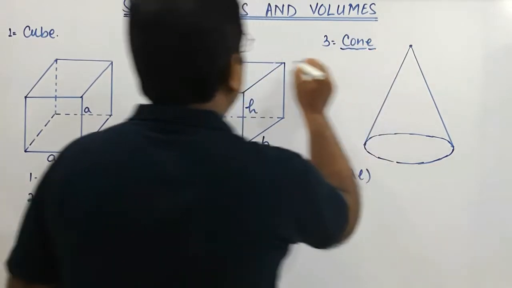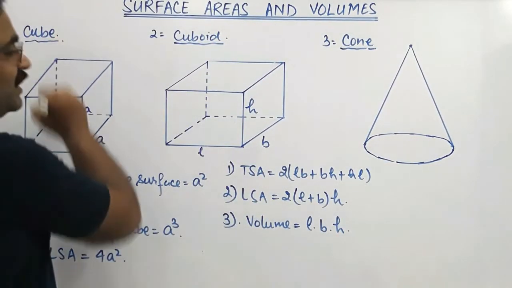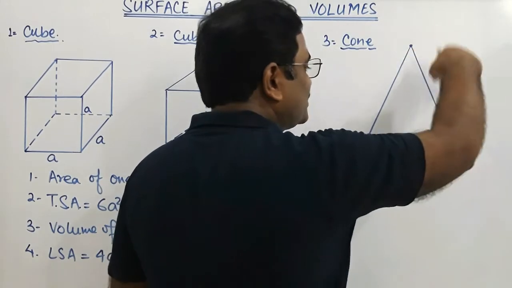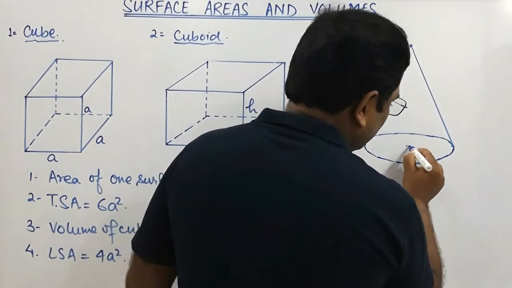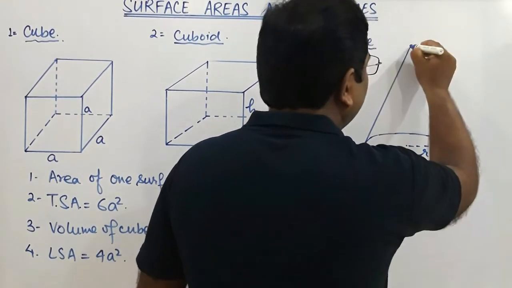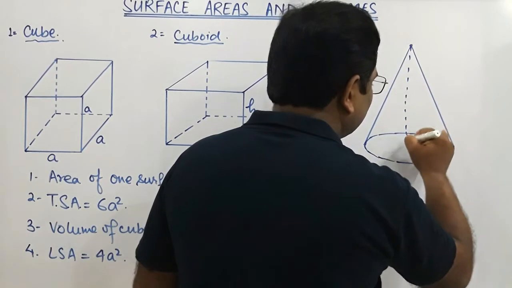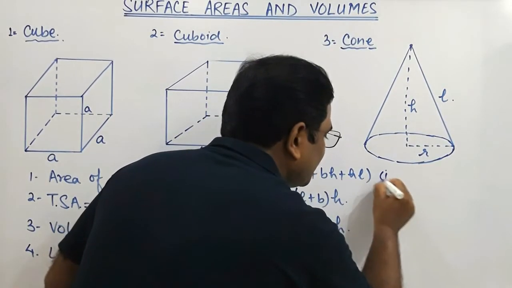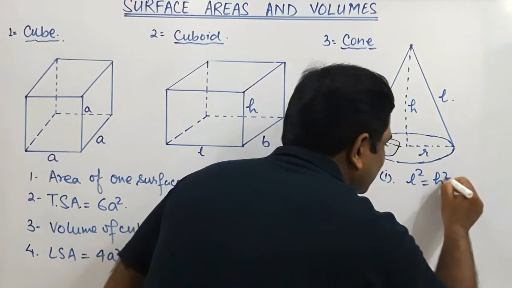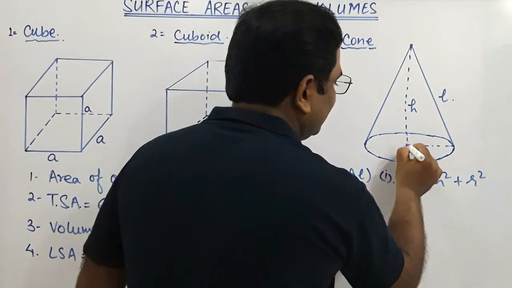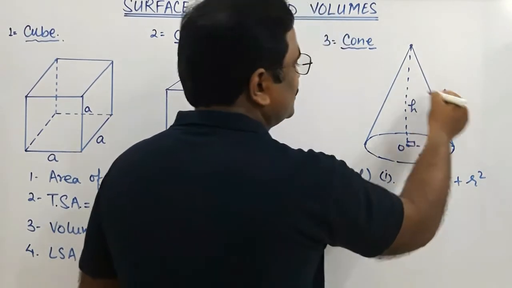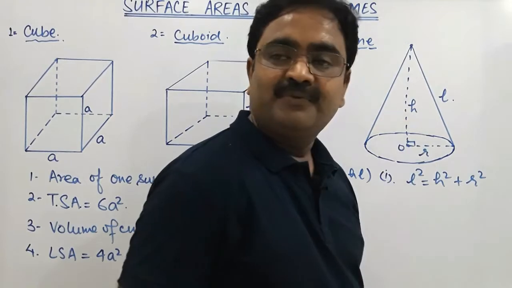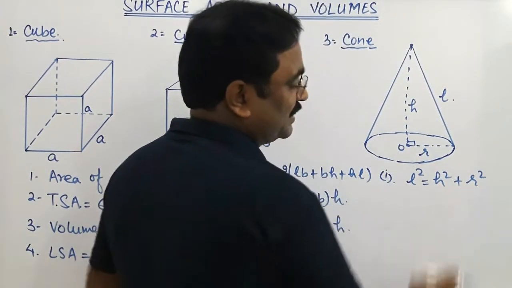In the cone, you know that the base of the cone is circular and the wall is the curved surface. If the radius of this circular region is r and the height of this cone is h, and slant height is L, the first formula for the cone is L square is equal to h square plus r square. Why? Because at the center of this cone you get a right angle triangle. So this is the hypotenuse, this is the height, and this is the base. So square of L is equal to square of h plus square of r, that is radius, means L square is equal to h square plus r square.